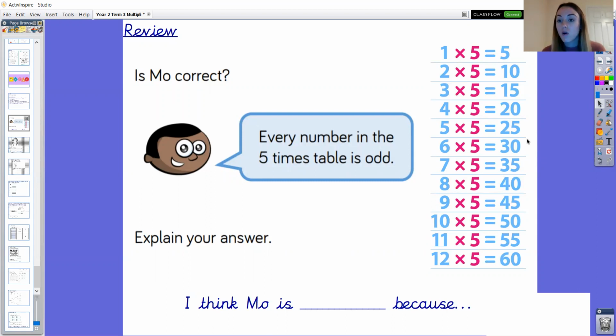And that's, of course, meaning that these products are also in the 2 times table for that reason. They can be shared between 2 equal groups. So Mo is incorrect because there are odd and even products. Okay, so well done Year 2. We're going to move on to our explore phase.